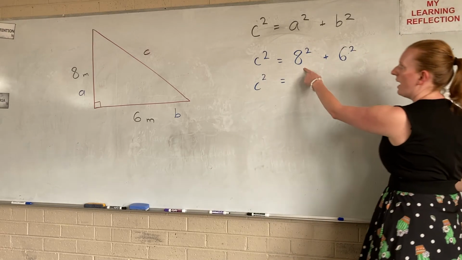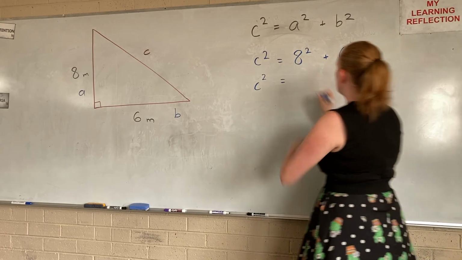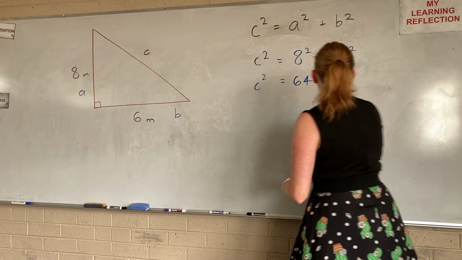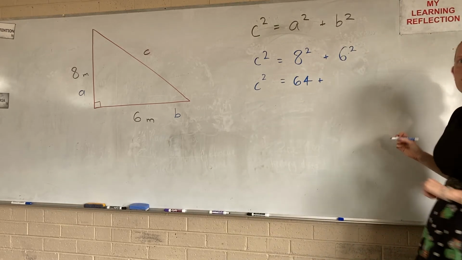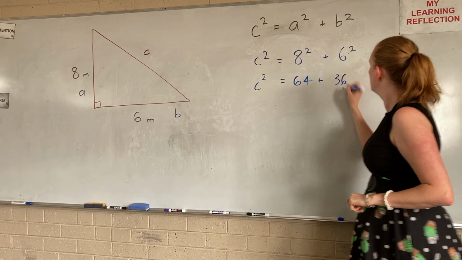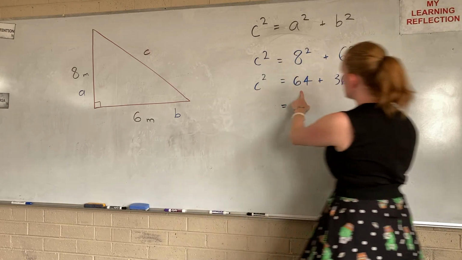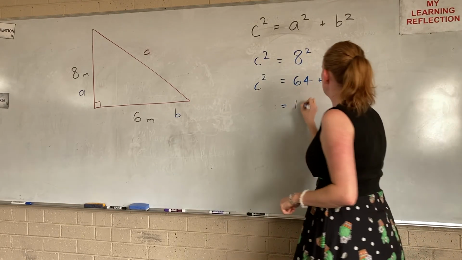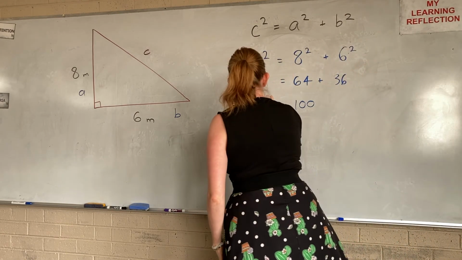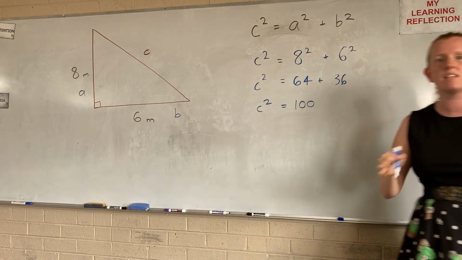So 8 squared is 8 times 8, which is 64. 6 squared is 6 times 6, which is 36. So 64 plus 36 gives me 100 equals c squared. But I can't stop there. I need to get c on its own.